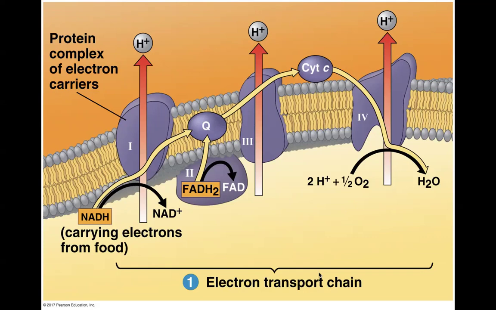Remember, the orange area represents the intermembrane space. These phospholipids and proteins represent the inner cristae or inner membrane of the mitochondria. And this yellow area represents the matrix.